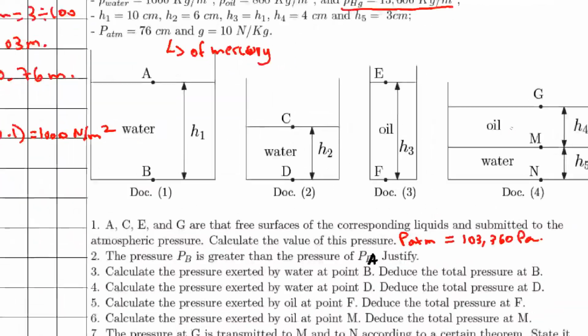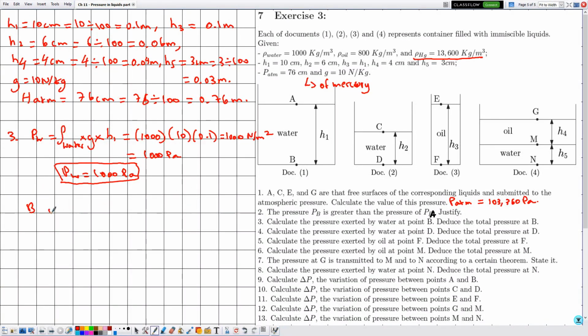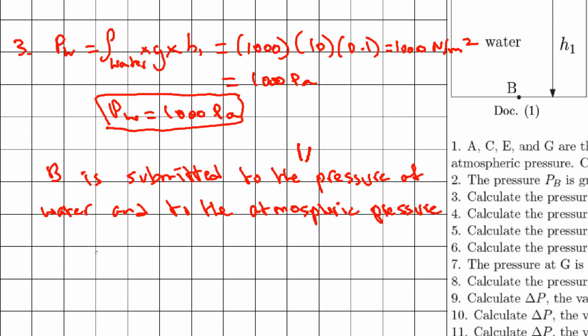Notice that in the same part they are telling me to deduce the total pressure at B, and deduce means that we need to use the previous part. In the previous part you have determined the pressure due to water, knowing that the total pressure at the point B is given by the pressure of water and the pressure of the atmosphere. So let's say B is submitted to the pressure of water and to the atmospheric pressure. So this is important. Usually they give half a mark for this statement.